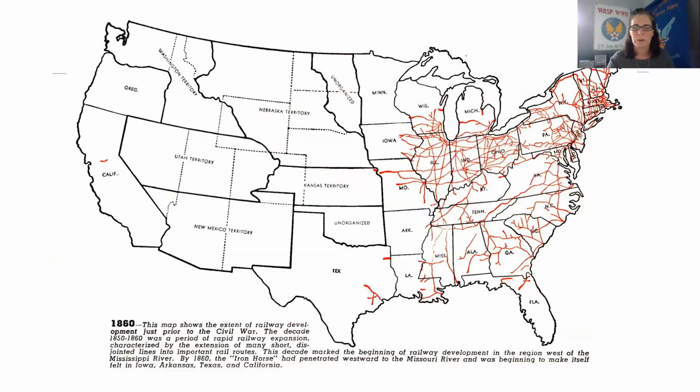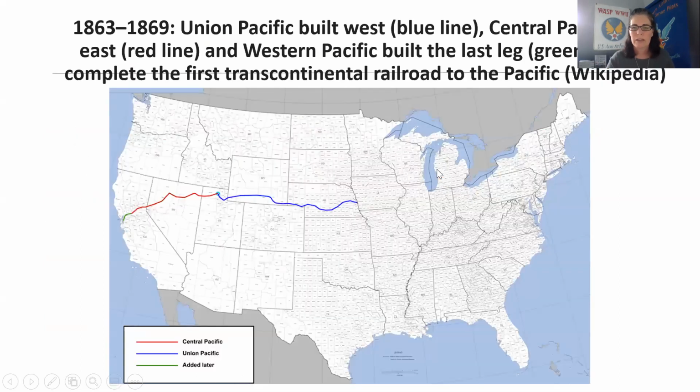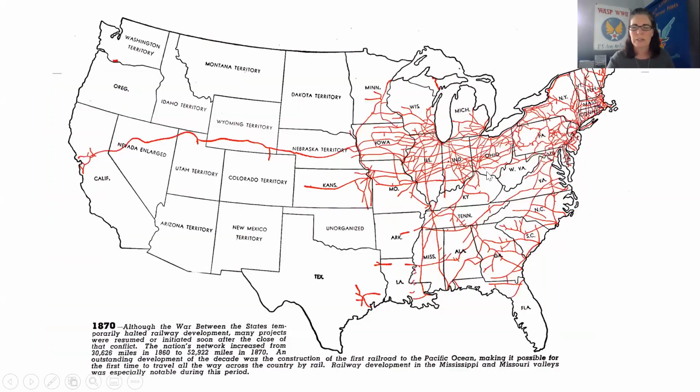I'm going to go back to that 1860 map for a minute for you, right? Look at what these areas look like in 1860. Now look at them here in 1870. Just so many little lines going out throughout this whole region. And then again, that one line going out to the west.